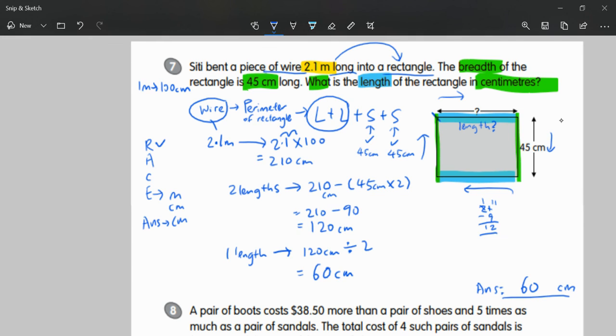Okay, I run a quick check. I use the formula of the perimeter of a rectangle to solve this question: two lengths and two breadths. The short side means breadth, so let me replace this short side with the letter B for breadth. Two lengths, two long sides, and two short sides. I can work backwards to see whether I get the correct answer. Length is 60, 60 plus 60 is 120, and 120 plus 45 is 165, plus 45 is 210. Okay, I think that's about it.